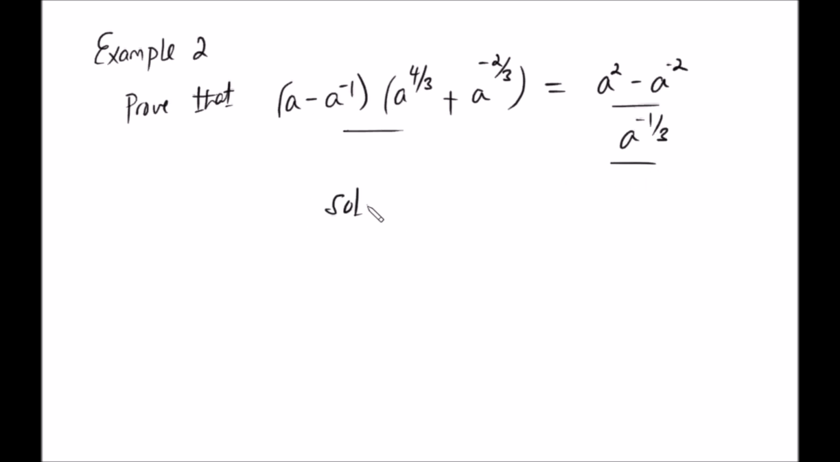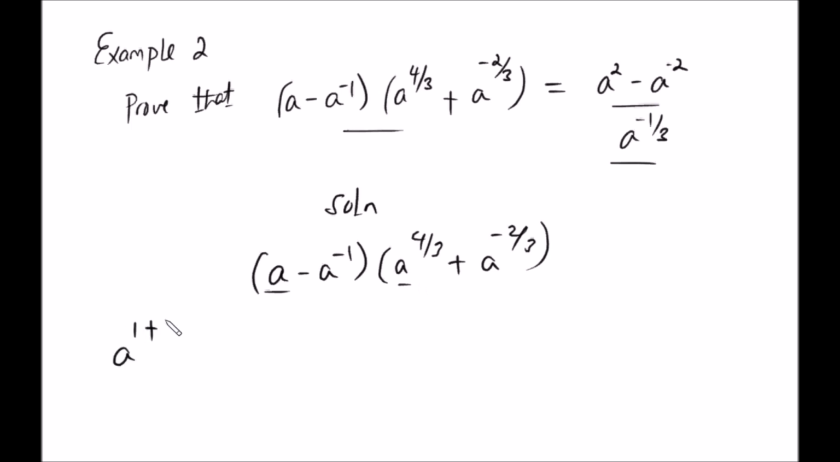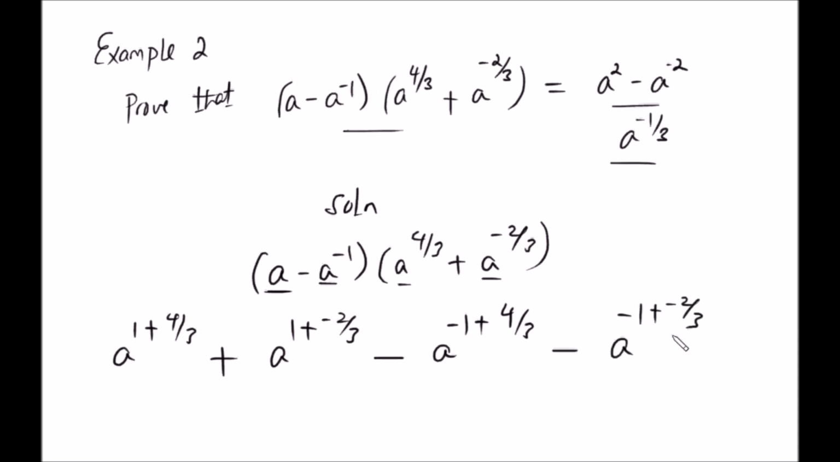So solution. On our left-hand side we have a minus a power negative 1 times a power 4 over 3 plus a power negative 2 over 3. So this times this, I get a power 1 plus 4 over 3. We know when we multiply we add exponents. And then this times this means add: a power 1 plus negative 2 over 3. And then this and this means subtract: a power negative 1 plus 4 over 3. And this means subtract again: a power negative 1 plus negative 2 over 3.